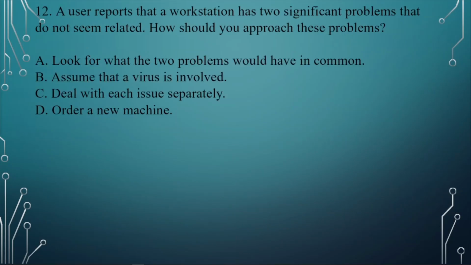Question number 12. A user reports that a workstation has two significant problems that do not seem related. How should you approach these problems? A. Look for what the two problems will have in common. B. Assume that a bias is involved. C. Deal with each issue separately. D. Order a new machine.